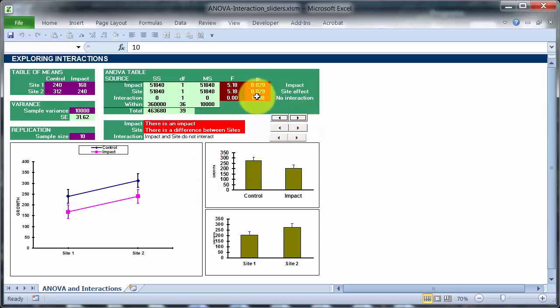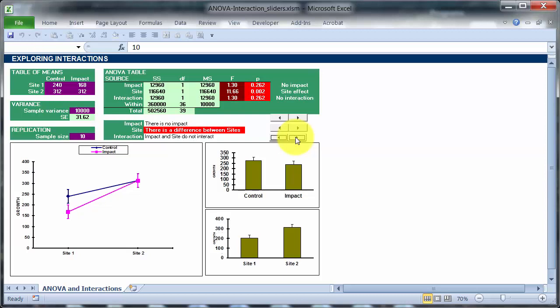Now, there's no interaction. The lines are parallel here, and that means these summary graphs over here tell us exactly what's going on. Site 1 is lower than site 2. Well, yep, if we go across control and impact is lower than control. That's both impacts are lower than both controls. What happens when we dial in some interaction? Now things get more complicated.